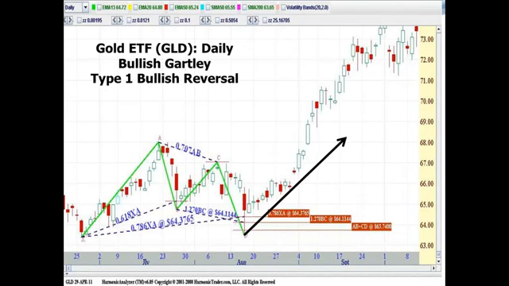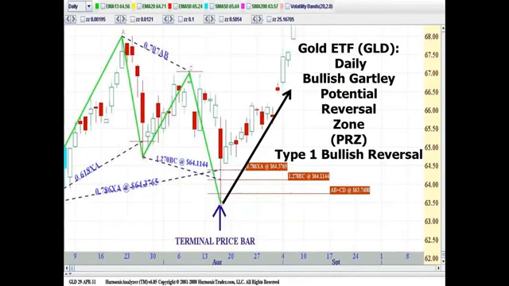On this chart of the gold ETF, the GLD, this is a daily, it shows a real nice bullish Gartley, and this was a type 1 bullish reversal. Now, if we look at the price action in the potential reversal zone, we see that the one singular bar on the day that tested the entire potential reversal zone reversed immediately. Again, we're looking to wait for the entire pattern to be completed before executing the trade.